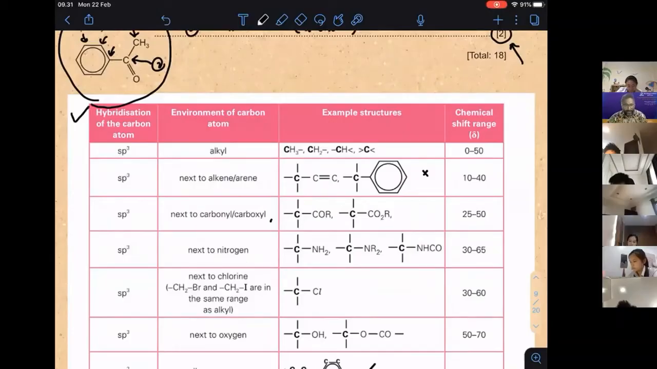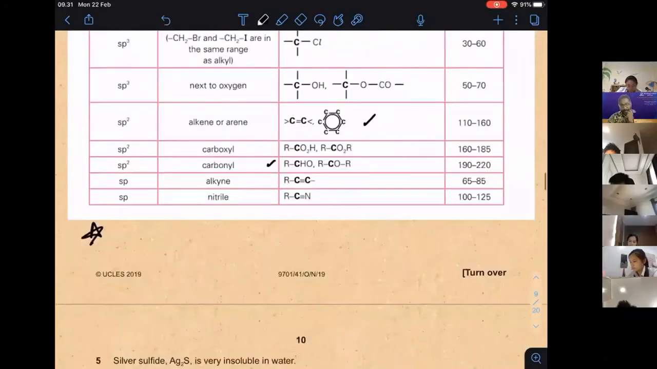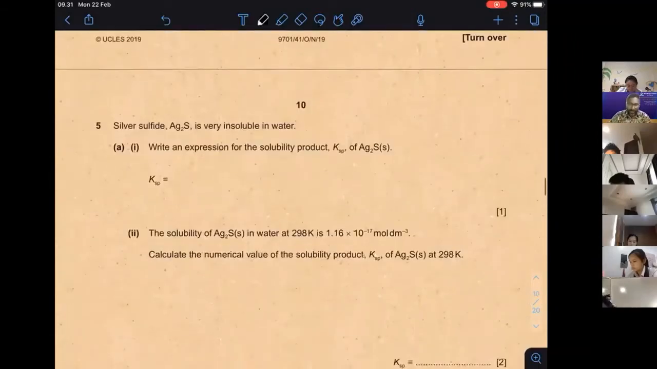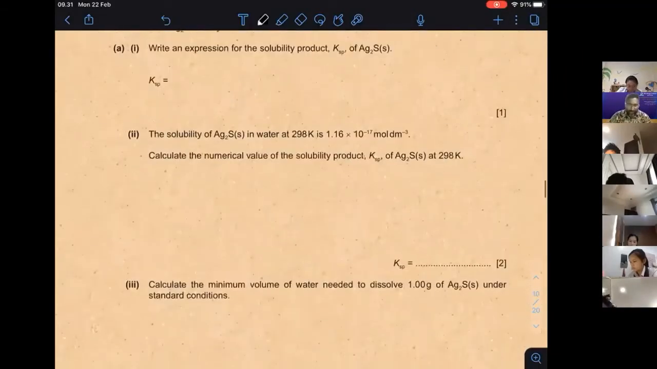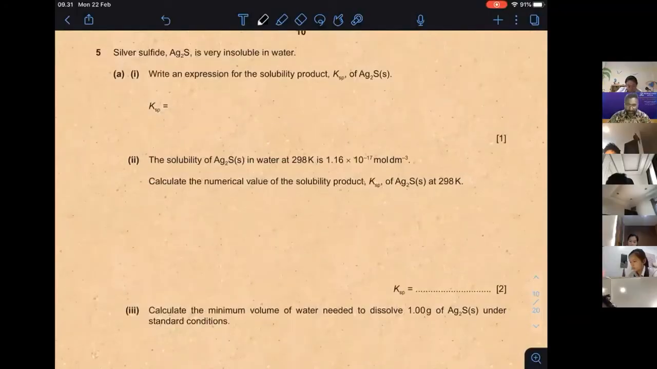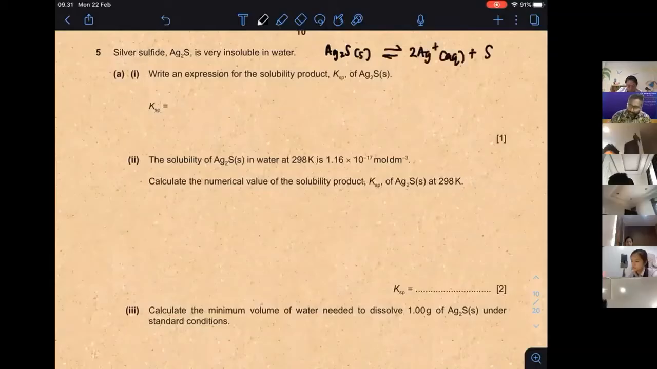Now next, silver sulfide is going to be very insoluble in water. Write an expression for the solubility product of Ag2S. So this one is Ag2S solid, in equilibrium with 2Ag+ aqueous plus S2- aqueous. Very insoluble in water, so write down the expression of the solubility product.